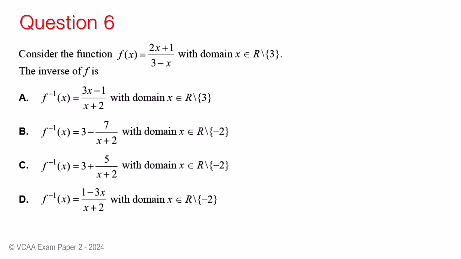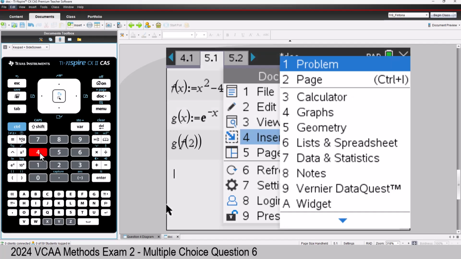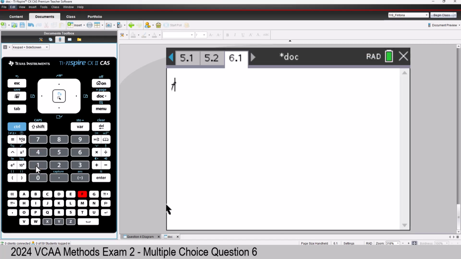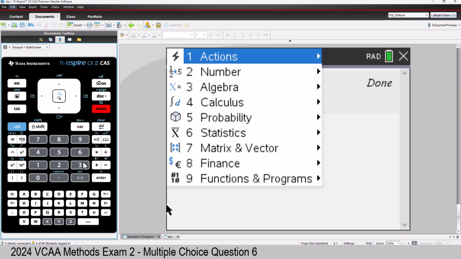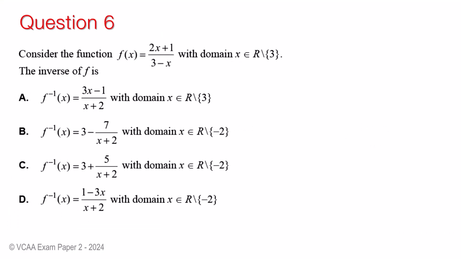Question 6. In this question, we are asked to find the inverse. Take a moment to think about the necessary conditions for an inverse to exist. And hit the pause button and give the question a try. Insert a new problem. Define f of x equal to 2x plus 1 divided by 3 minus x. We can find the inverse by swapping x and y and solving for y. Our answer looks a lot like option A.